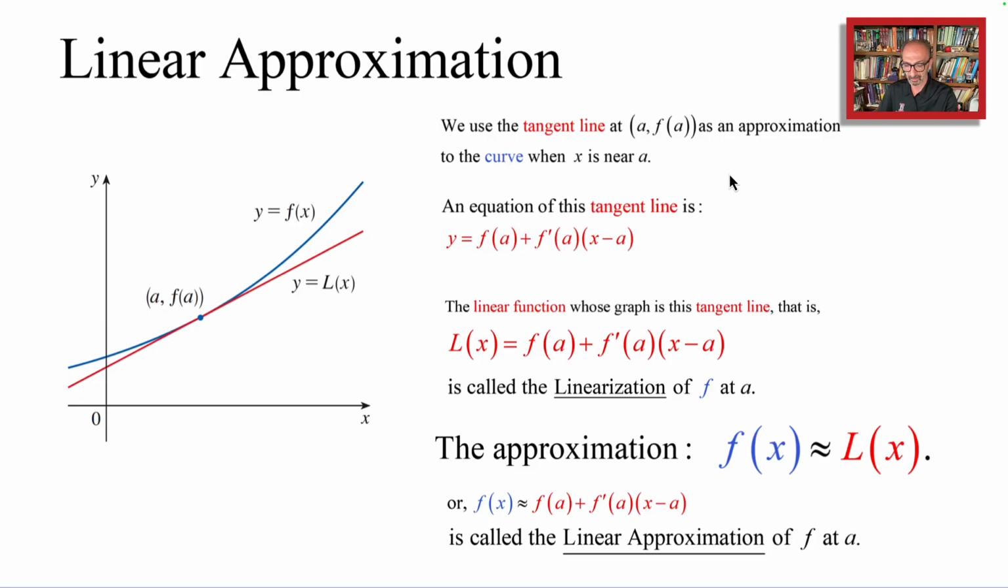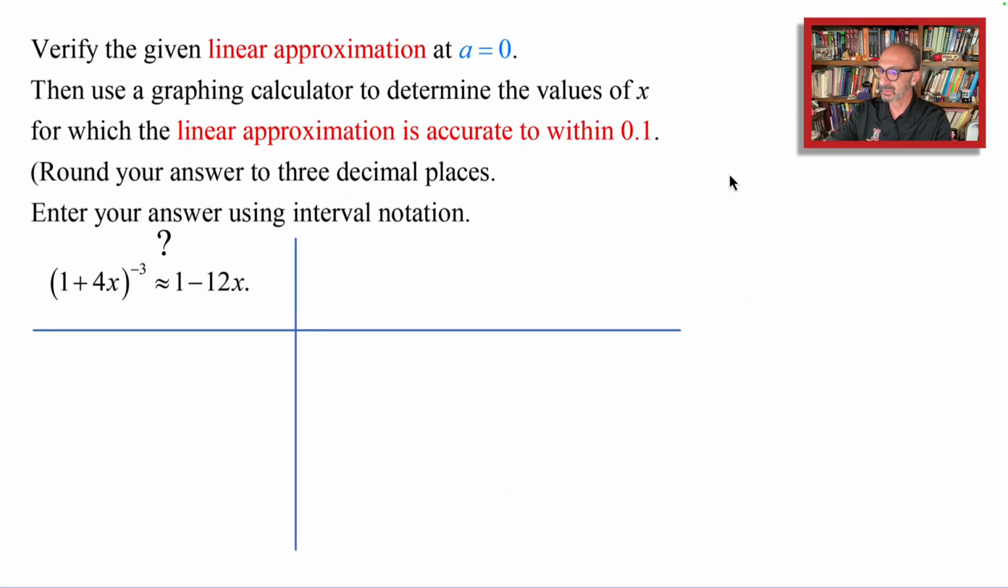Let's go back to the problem. Here's the problem. It says verify, so we need to verify that this is equal or approximate to this. In other words, this is the function f of x when we are close to a equals 0. The equation of the tangent line, which we called L of x earlier, is going to end up with a y-intercept of 1 and a slope of -12.